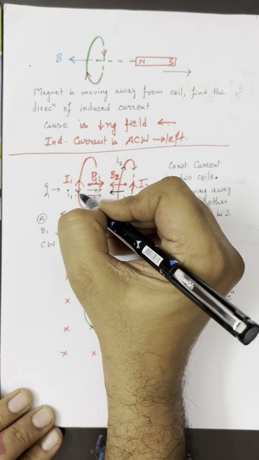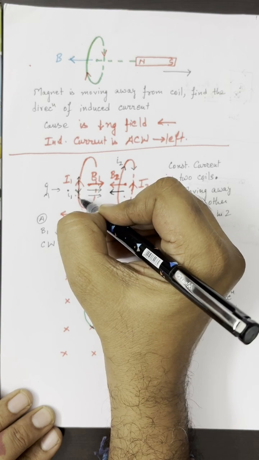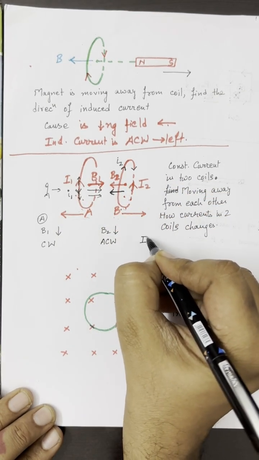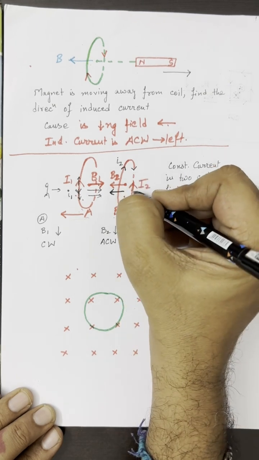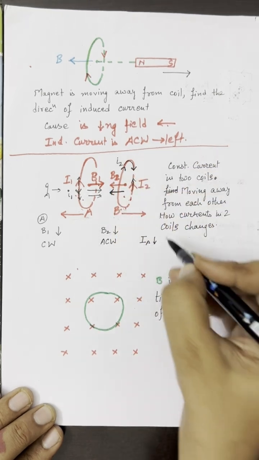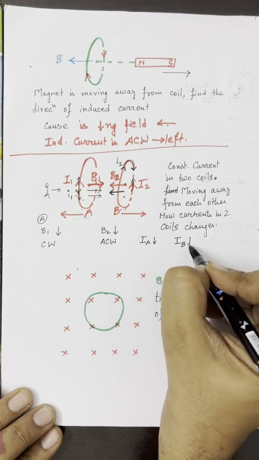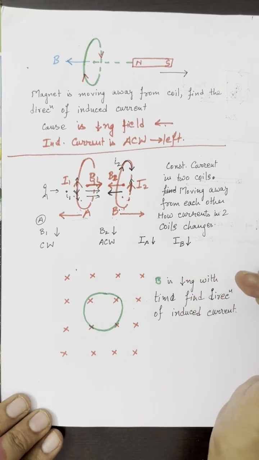Capital I1, the original current, and small i1, the induced current, are in opposite directions. So the net current in coil A decreases. In the same way, I2 and small i2, the induced current, are in opposite directions. So the net current in coil B also decreases. So the current in A and B is decreasing.